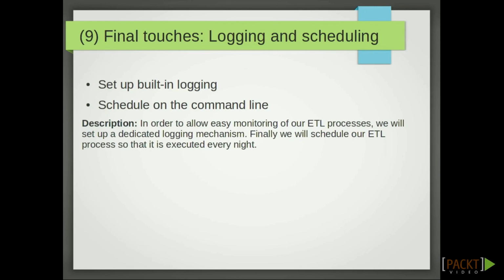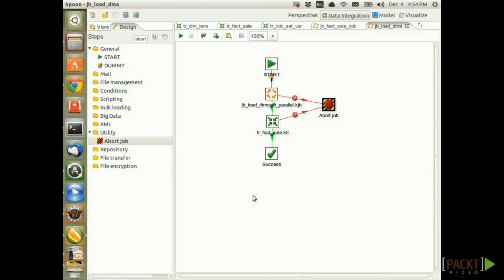Welcome to the logging and scheduling chapter. Logging and scheduling are two tasks which we usually implement at the very end of the development process. Okay, switch to Spoon, and the first thing we will do is set up and define some parameters which will allow us to keep the logging settings flexible.